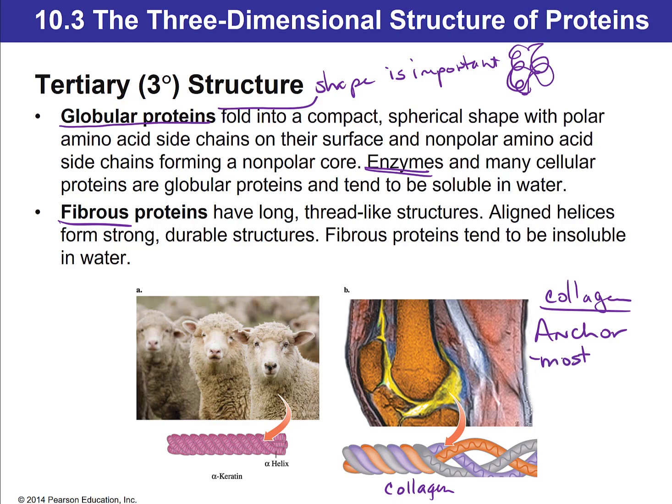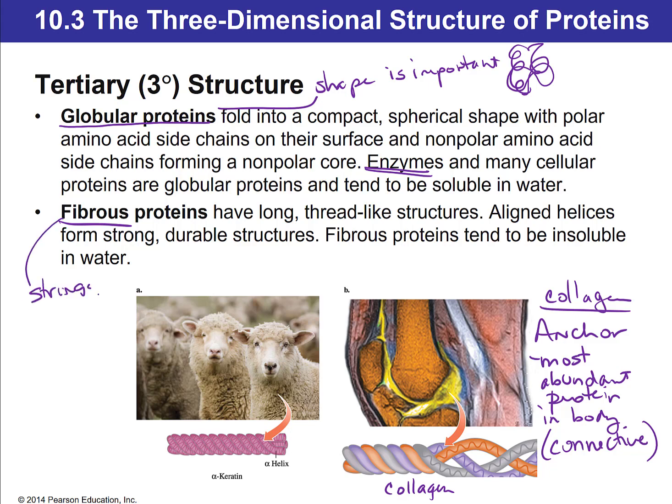But this is the most abundant protein in the body. It is the protein primarily made by all of your connective tissue. So that's your loose, your dense connective tissue, your cartilage, bone, not blood, but everything else. Fibrous proteins tend to be stringy. Fibrous proteins tend to be insoluble in water. They don't dissolve in water, which is why they're better as ropes or anchors.